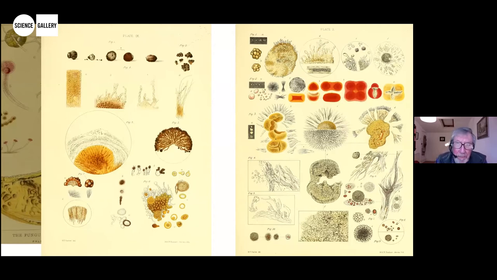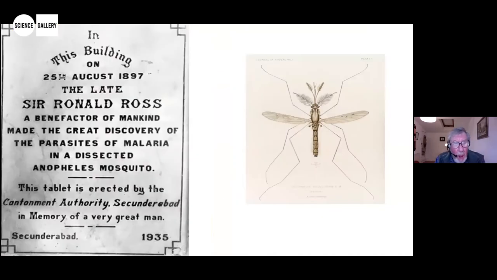Next slide, please. We can then fast forward a couple of decades to Ronald Ross, who, as you can see from the tablet on the left-hand side, was widely celebrated for his discovery of the malaria parasites in an Anopheles mosquito in the 1890s.